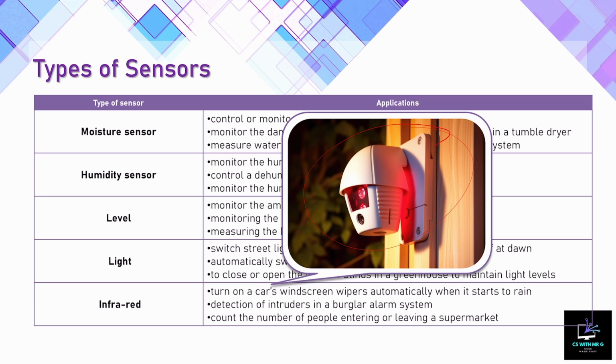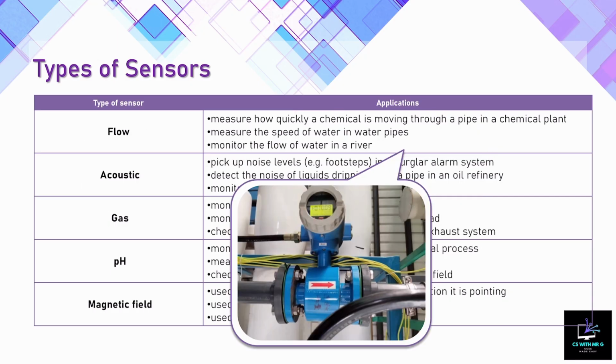Another example is a car windscreen wiper. So when it starts to rain, an infrared sensor can detect rain hitting the windscreen. Just think of the alarm system. This is the easiest one to think of. Okay, there are 5 more to look at.